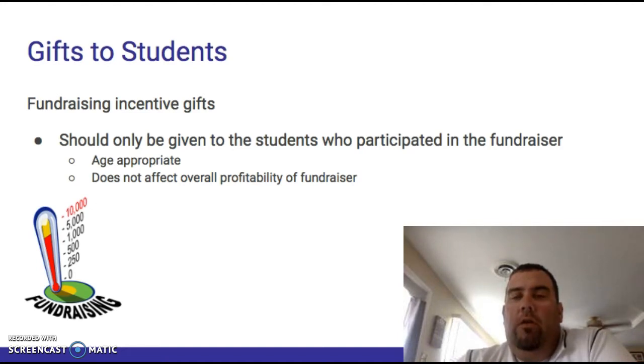So, if you have students that aren't participating in the fundraiser, but you want to give them a little reward anyway, you can't do that. This is only for people that participate in the fundraiser.